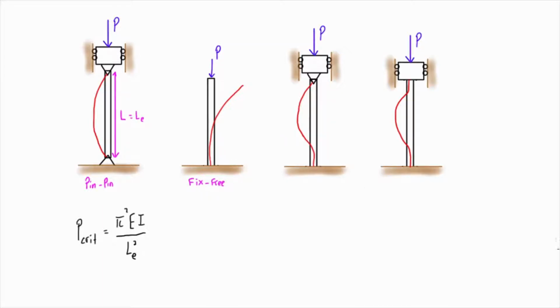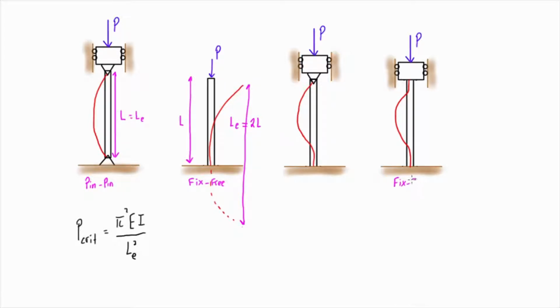Now in the case where we have a fixed end along with a free end for a column, the effective length is actually going to be twice the length of the actual column, because you see this curvature up here. Basically if you just continued it into the ground, it looks something like that, and it forms that curvature. So if this is L of the column, then LE is equal to 2L.